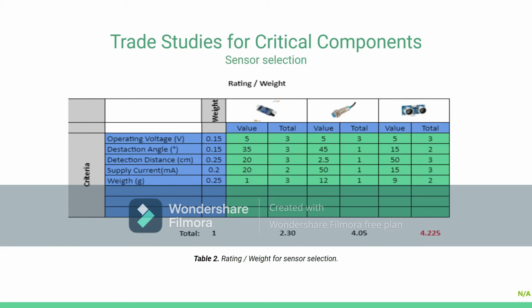For our trade study for critical components, on the sensor selection, our first selection is an infrared sensor. As you can see, we listed the specifications starting with the operating voltage, the detection angle, the detection distance, the supply current, and the weight. The first one is an infrared sensor, the second one is a proximity sensor, and the last one is an ultrasonic sensor. And after applying the weighting, we can conclude that the best fit for this project is an ultrasonic sensor.